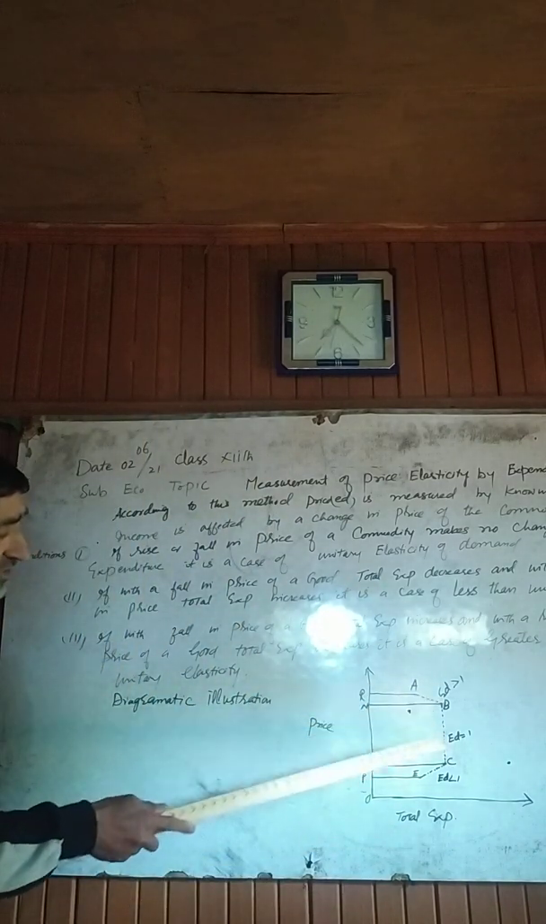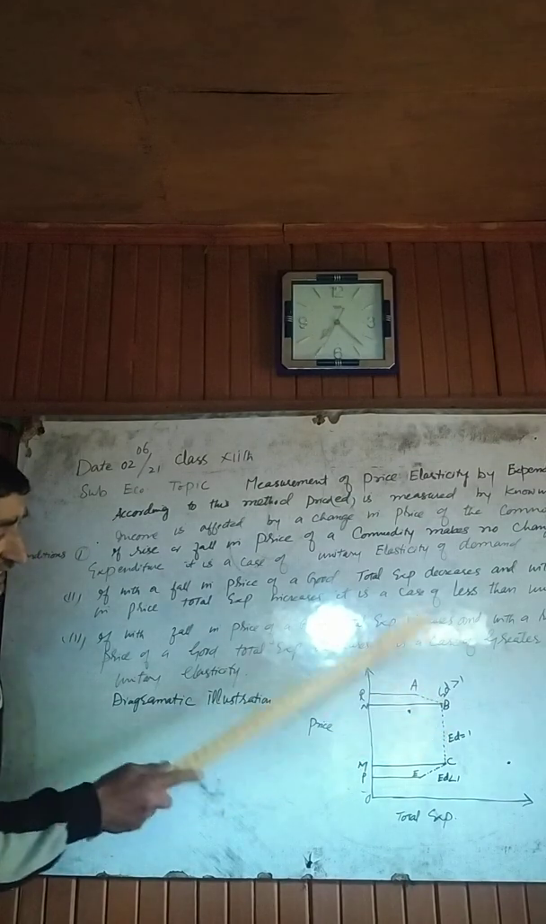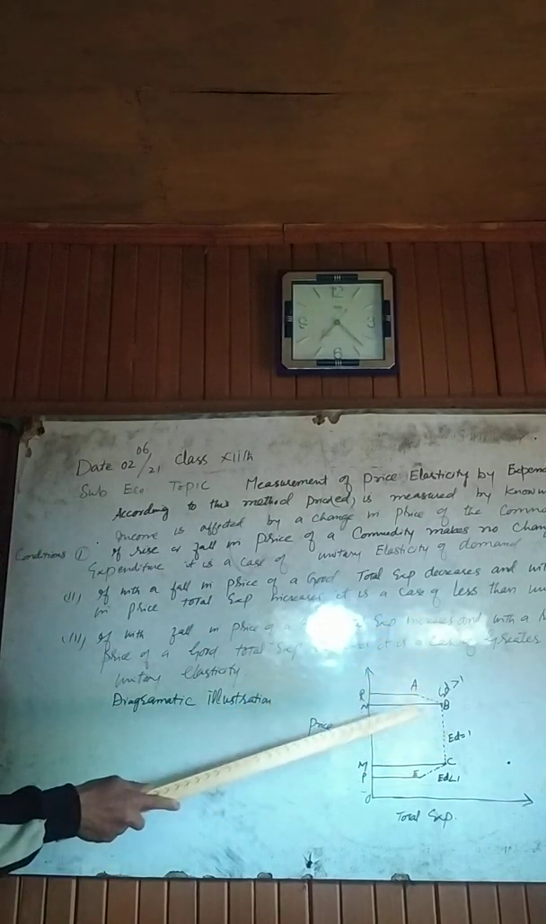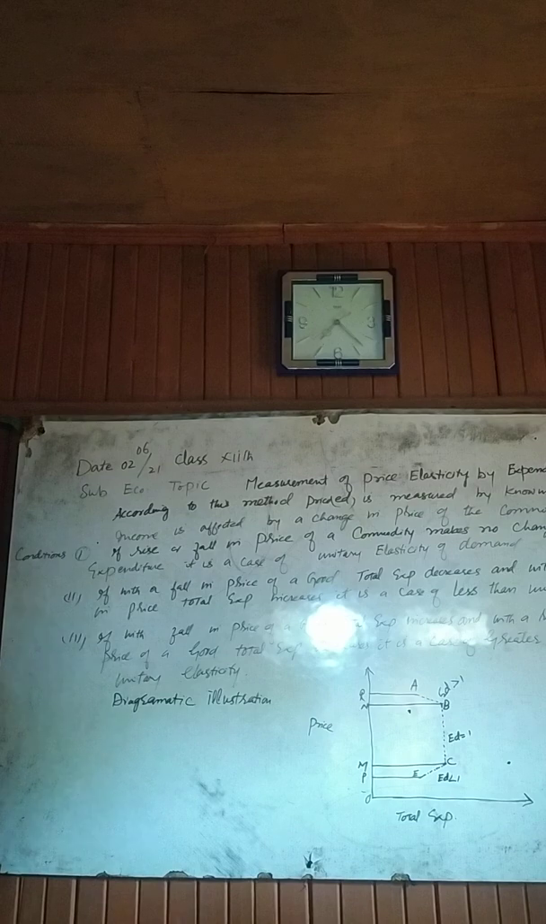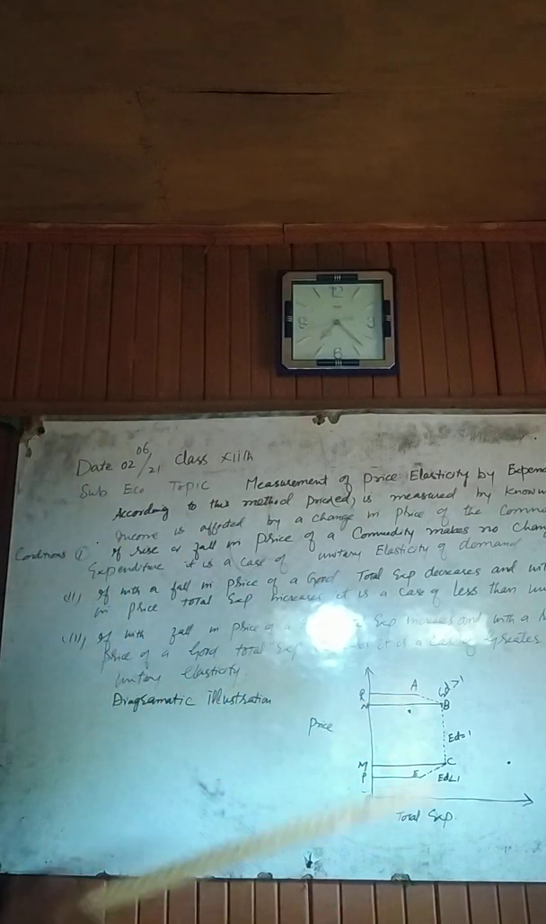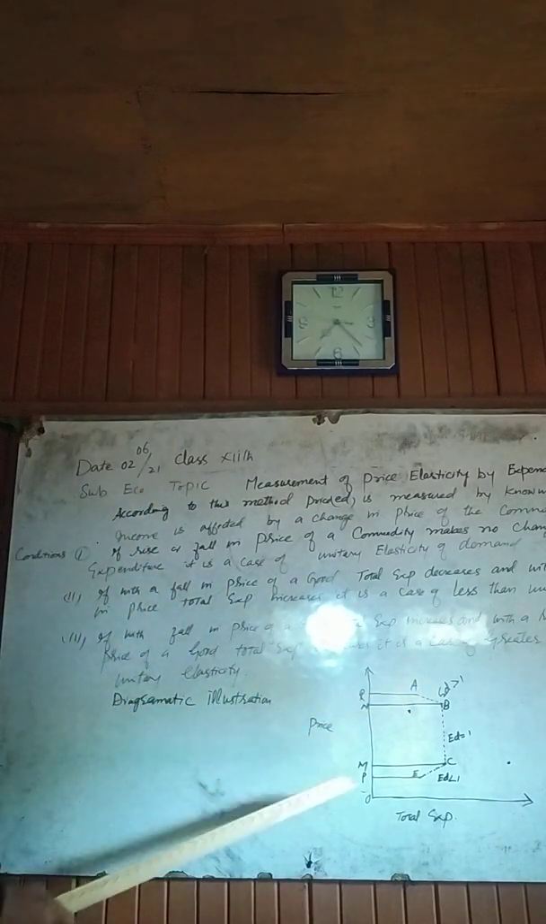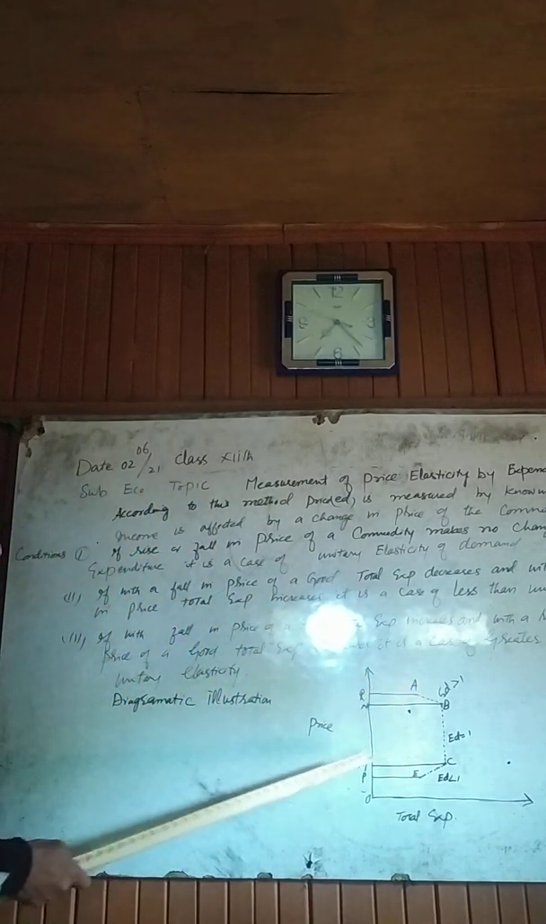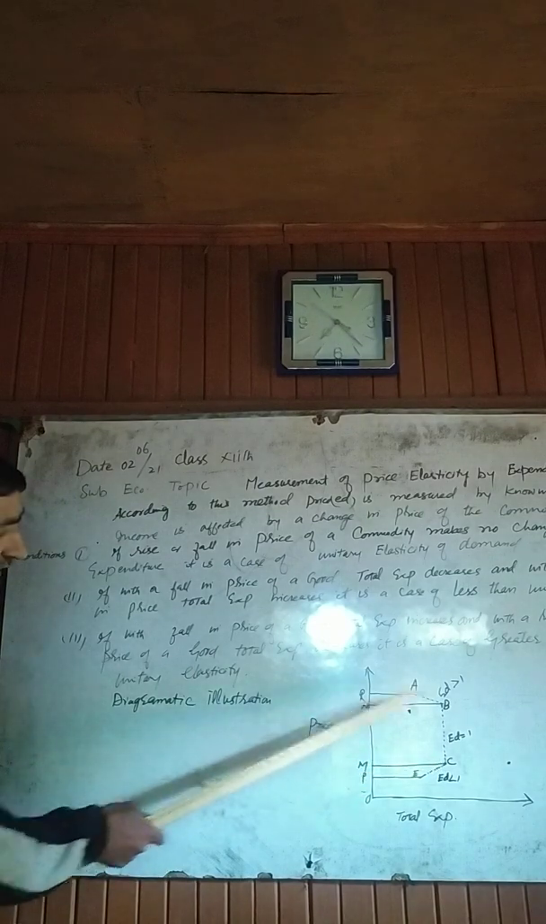So this situation is unitary elasticity of demand. It indicates that whenever there is a rise or fall in price but it makes no change in the total expenditure of the consumer, it is a situation of unitary elasticity of demand, as is shown by this portion M, C and B.